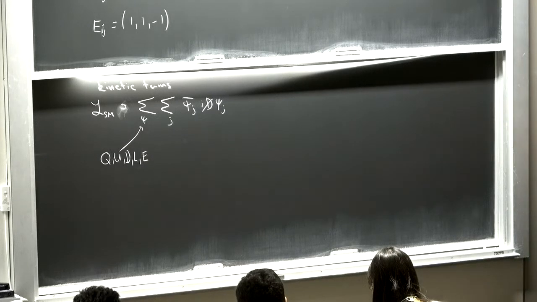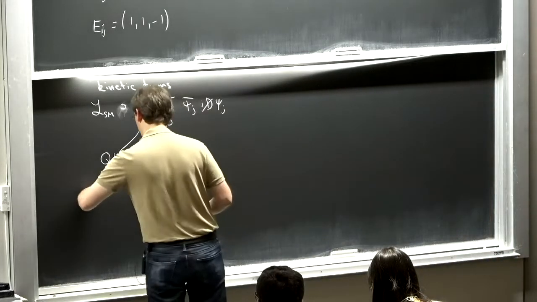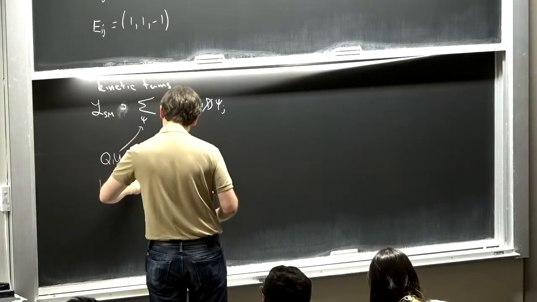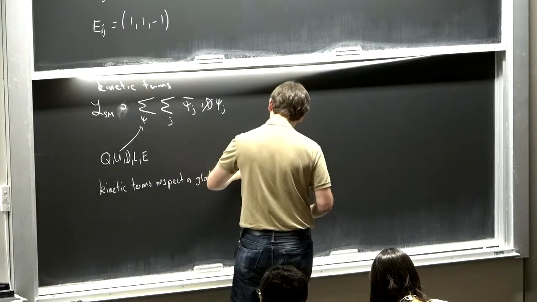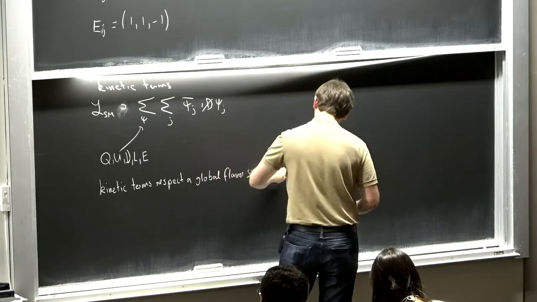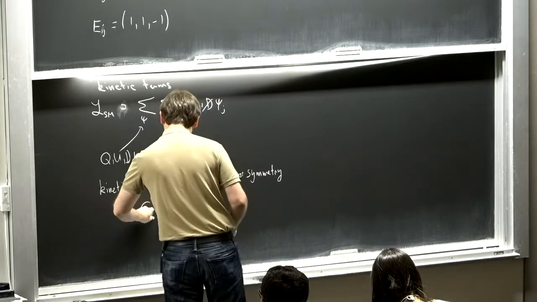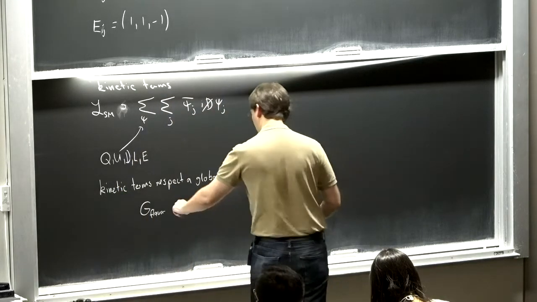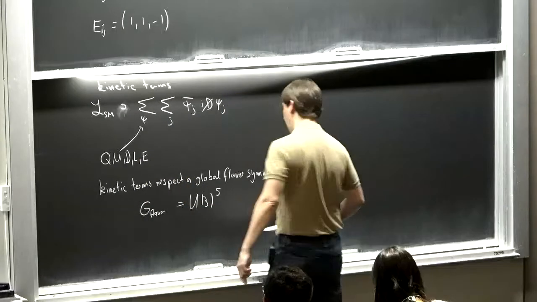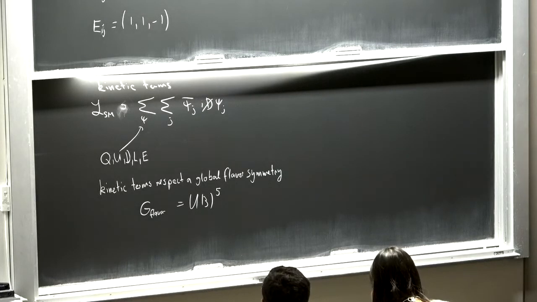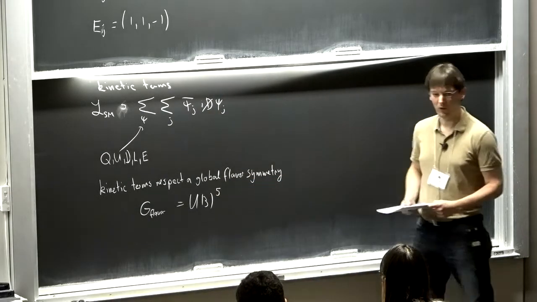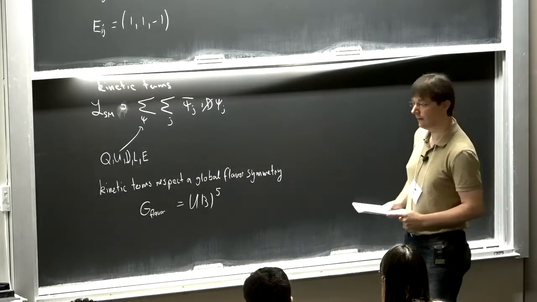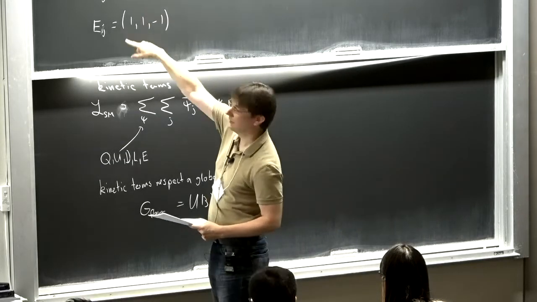And these kinetic terms, they respect a large global flavor symmetry. Let me call that G flavor, and that's a U3 to the 5th symmetry. So these are individual U3 transformations on each of the fermion types. Is there a simple way of seeing why it's to the 5th? Yes, this corresponds to these 5 different matter representations.